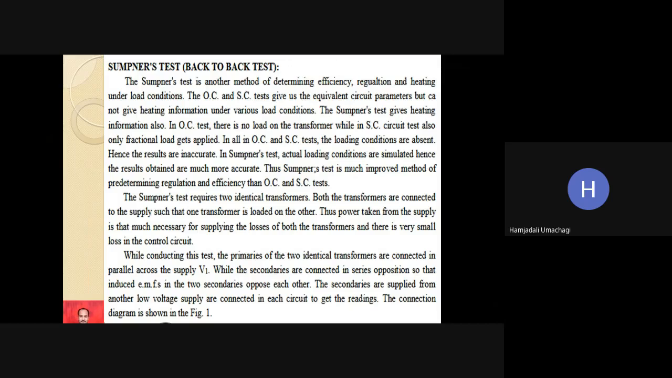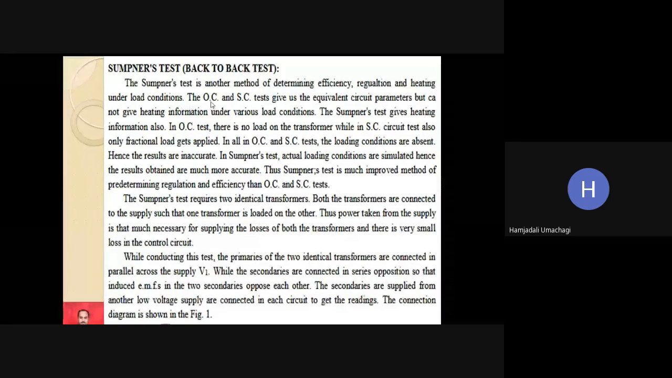Here we are using two transformers. Both transformers are connected in parallel, and one transformer acts as a load on the other transformer. Because of that, we call this test the back-to-back test. Now let us see the description. Sumpner's test is another method of determining efficiency, regulation, and heating under loading conditions.